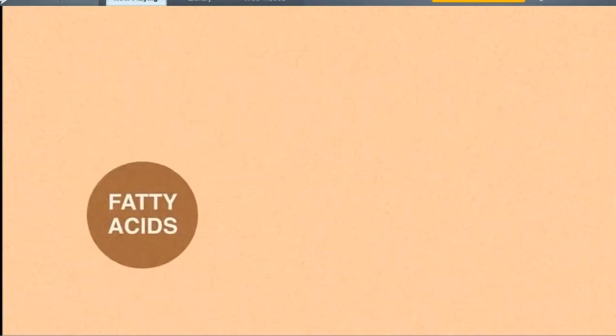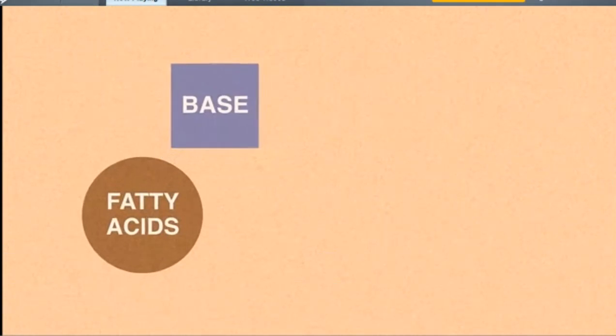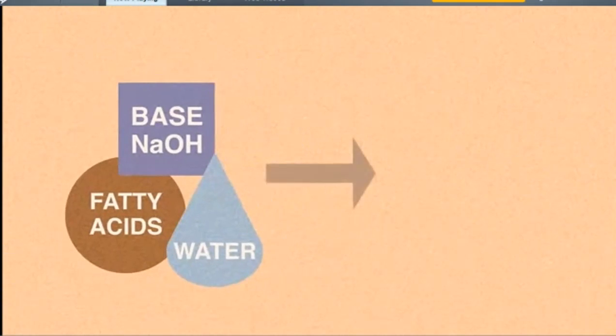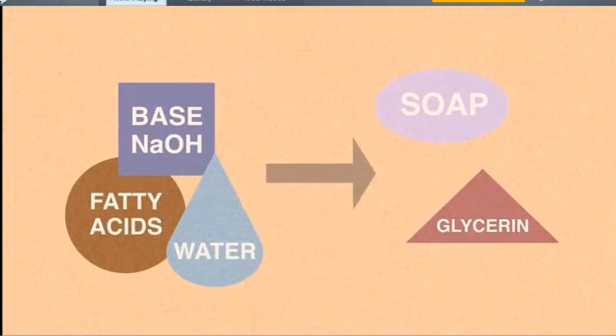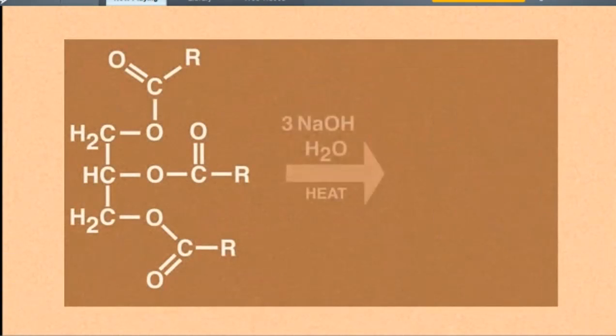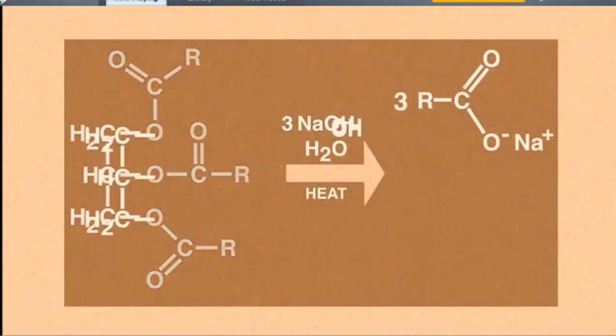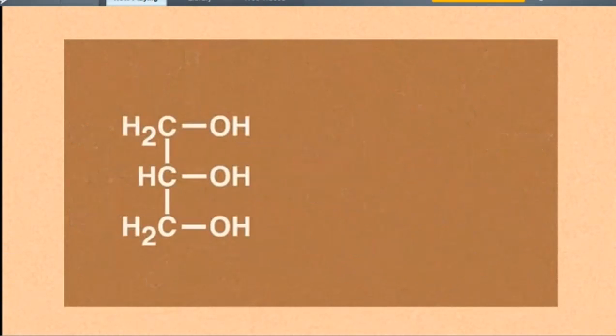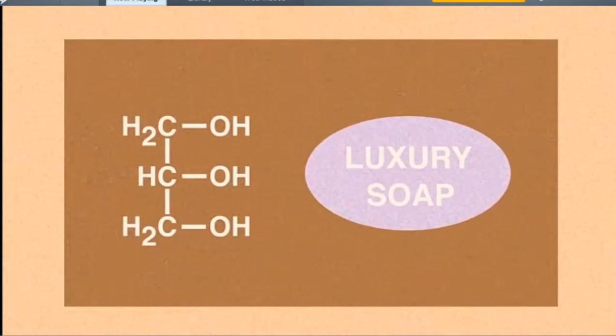Chemically, fatty acids or oils combine with a base, typically sodium hydroxide and water. The result of this process is soap and a chemical called glycerine. This is seen in the chemical reaction where the fatty ester highlighted is broken down to form a carboxylate salt and glycerin. Glycerin is found in luxury soaps because of its ability to make soaps appear translucent.